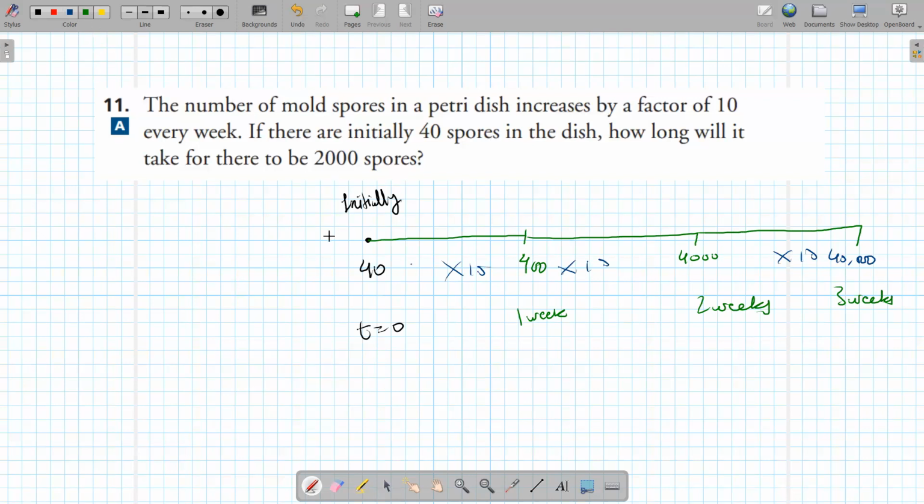It wants 2,000. Well, 2,000 is between 1 week and 2 weeks. It's closer to 1 week than it is. Oh, yeah, it's closer, right? Because 1,000 is here, 2,000 is here. So it's approximately in the middle. It's 1,600 away from the left side, and it's 2,000 away from the right side. So we know the answer is going to be approximately 1.5 weeks, which is like 10 days?